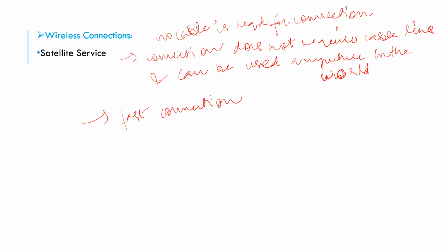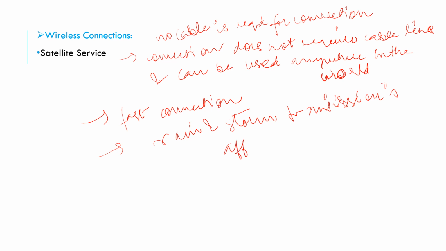One point to be noted down is that natural conditions like rain and storm affect the transmission. Transmission is affected through satellite service.